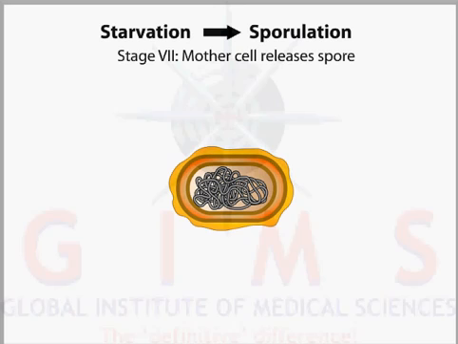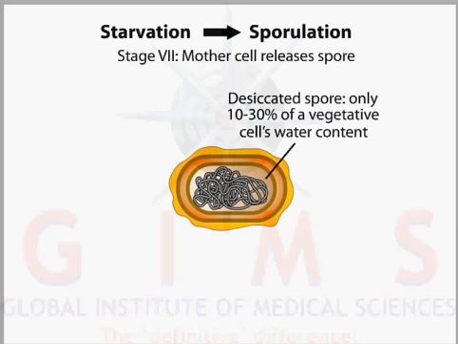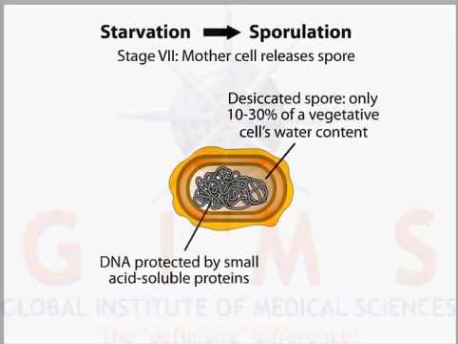Spores are resistant to many environmental stresses that would kill vegetative cells. The nature of this resistance is due in part to a spore's having only 10 to 30% of a vegetative cell's water content. But spores also contain small acid-soluble proteins that bind to and protect DNA from damage by ultraviolet light and various toxic chemicals.